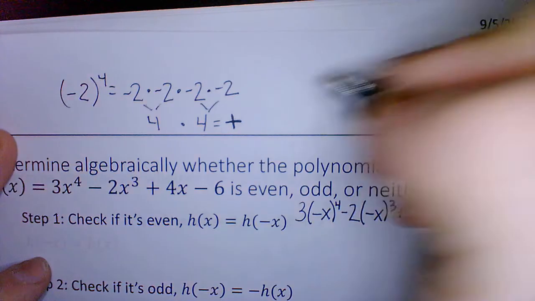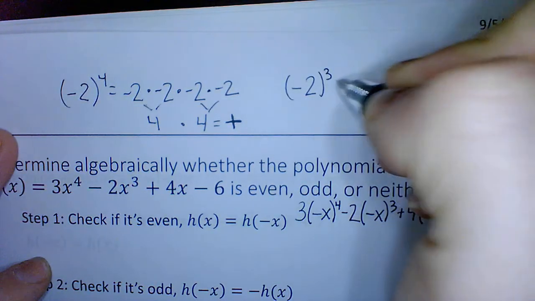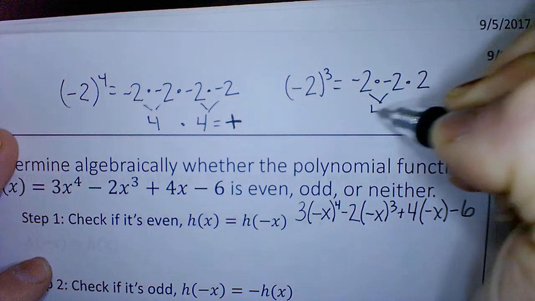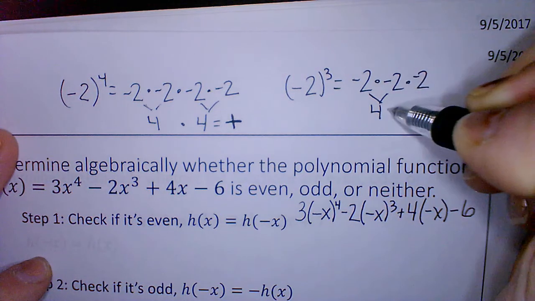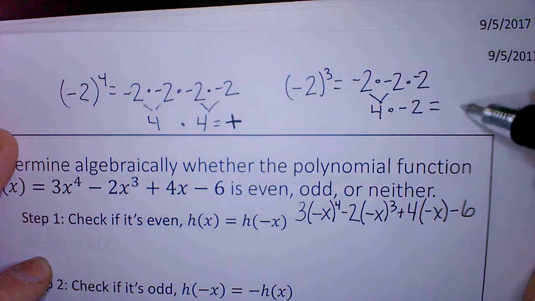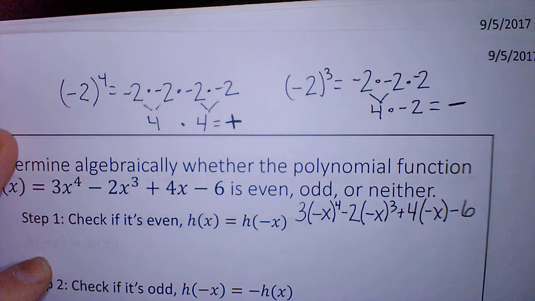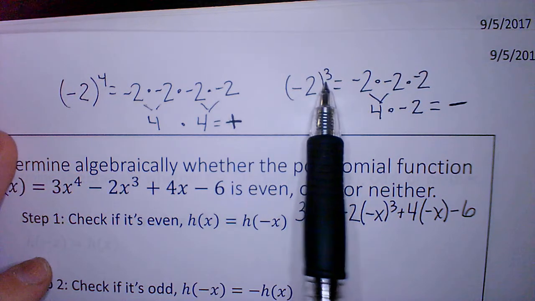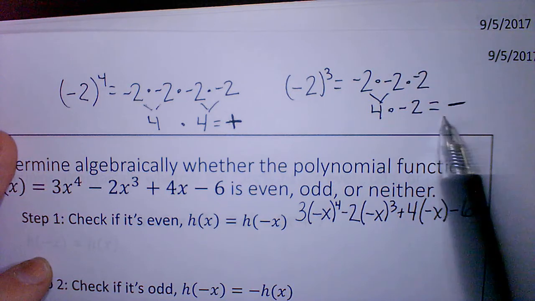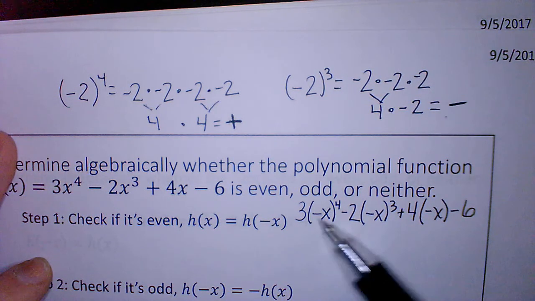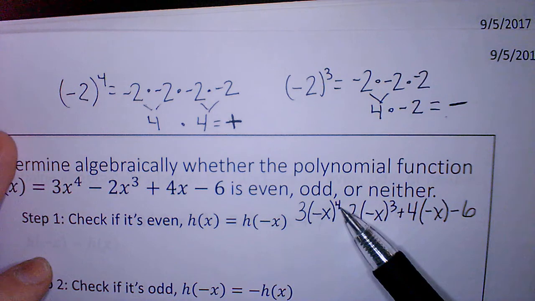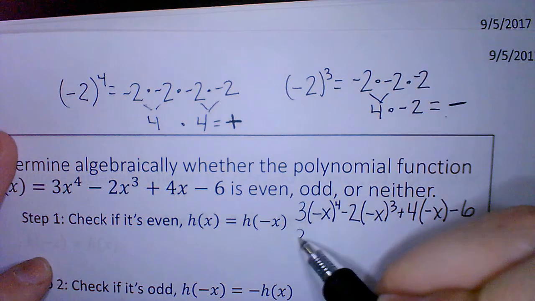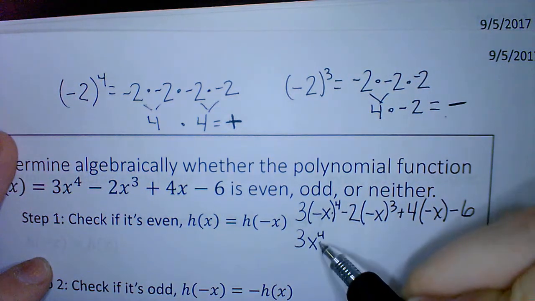Versus if we did negative 2 to the 3rd power, then it's negative 2 times negative 2 times negative 2. This will get us a positive 4, sorry, negative 2. Then times a negative 2 would get us a negative answer. So anytime we've got an even exponent, it's going to come out positive. When we've got an odd one, it's going to come out negative. So when we're down here in the problem we're working on, a negative number to an even power is going to be a positive number. So I don't need that negative anymore, because those are always going to be exactly the same thing.